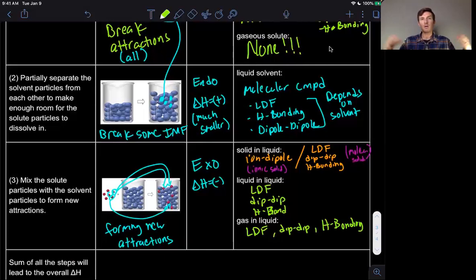And so all of these things are happening simultaneously as we take sodium chloride and dissolve it into water, okay? But we've conceptually broken it up in our minds to understand what processes have to happen, what kinds of attractions have to be broken, and what kinds of attractions have to be formed to allow us to dissolve one substance into another.